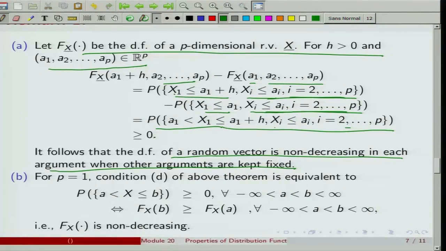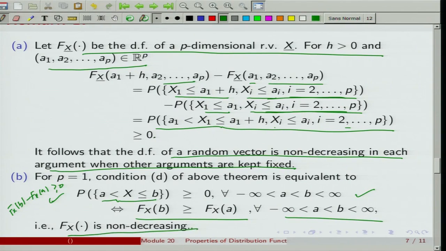For p is equal to 1, condition D of the above theorem is equivalent to saying that the probability that X belongs to a p-dimensional rectangle (a, b] is greater than or equal to 0, which is the same as the probability that X lies in a one-dimensional rectangle, a semi-closed interval (a, b], is greater than or equal to 0. So, the D condition which we wrote down in the last but one slide is equivalent to this. What is this quantity? This is nothing but F_X(b) minus F_X(a) is greater than or equal to 0, which is equivalent to saying that F_X(b) is greater than or equal to F_X(a) whenever a is less than b, which is equivalent to saying that F_X is non-decreasing.